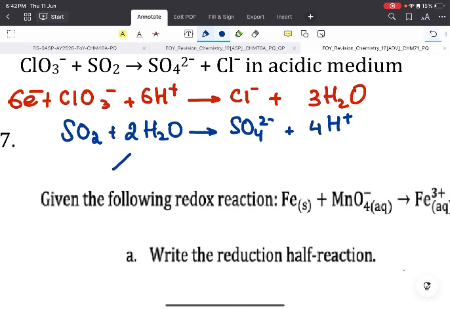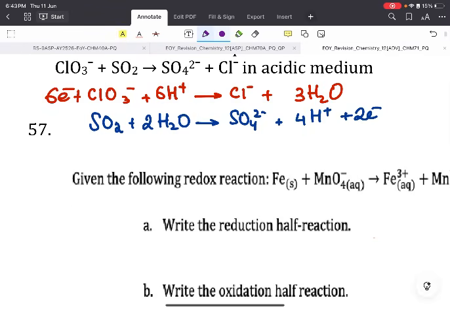Now the charge here is nothing, 0. The charge here I have 2 minuses and I have 4 pluses. So it means I have 2 plus here for 0. 2 plus for 0, I'm gonna add 1 minus, 2 minus. I'm gonna add 2 electrons in order to get 0 on both sides. Almost done. Now, what's the next step?